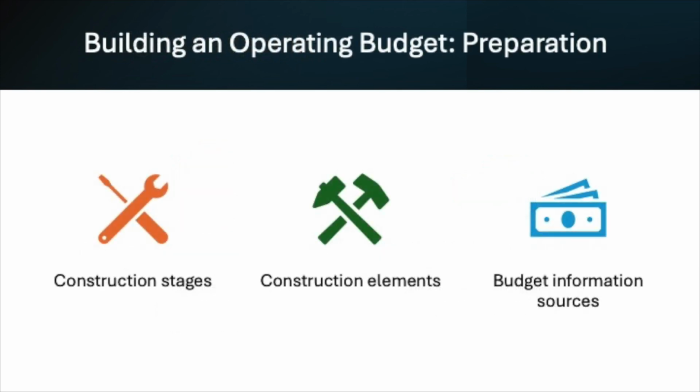The construction stages of an operating budget include planning, gathering information, preparing input, constructing and submitting a preliminary budget, making revisions, and submitting the final budget. Construction elements involve determining the format, budget scope, available resources, levels of review, and time frame. Budget information sources include the operating revenue forecast, staffing plan or forecast, and actual or budgeted operating expenses.